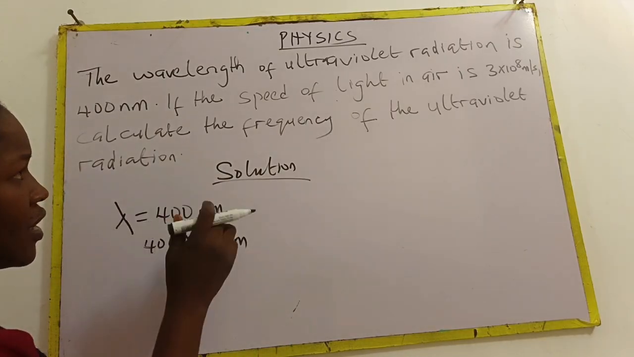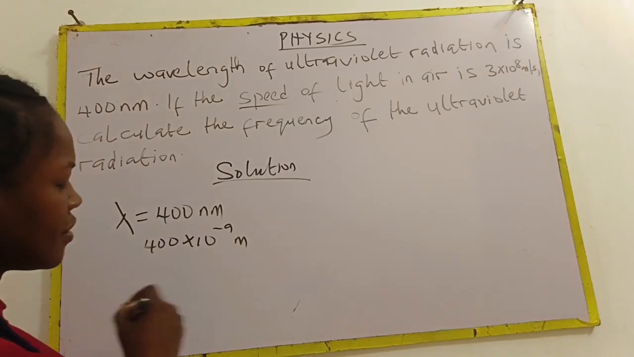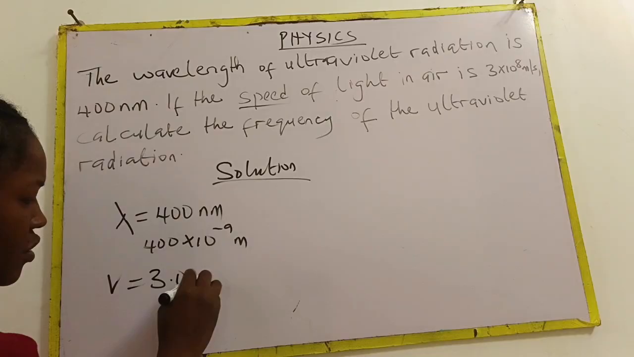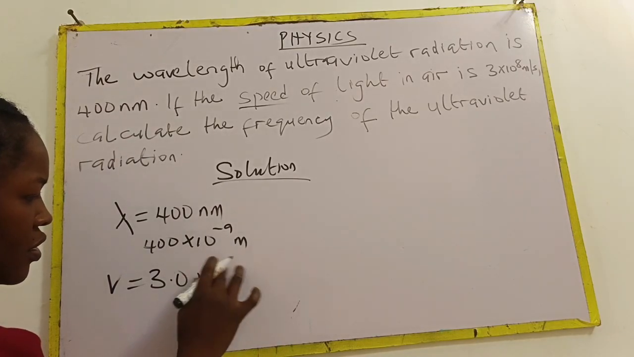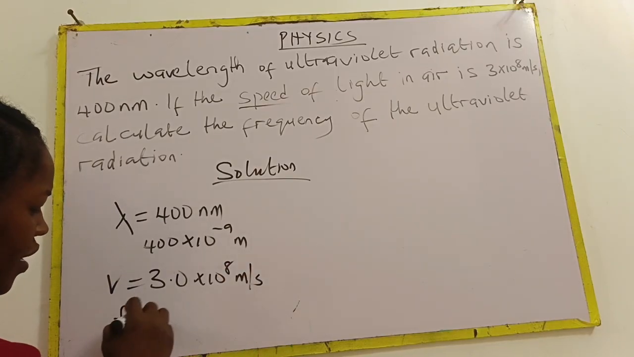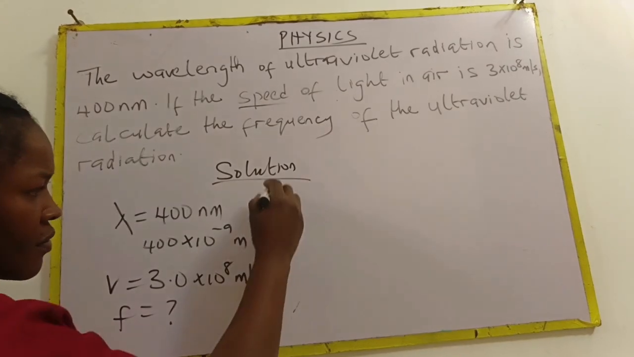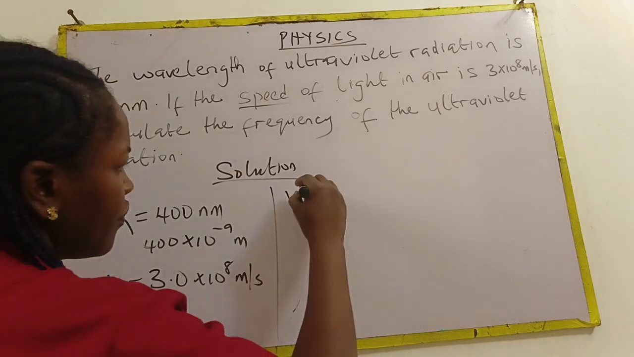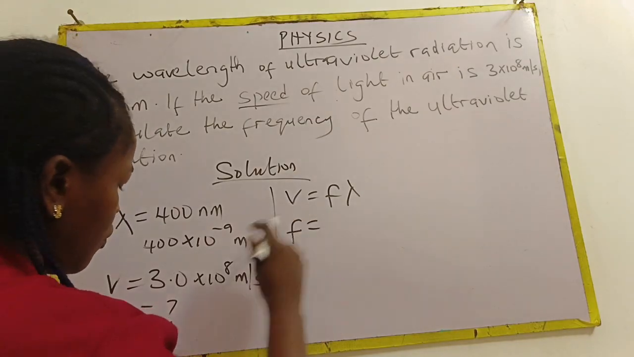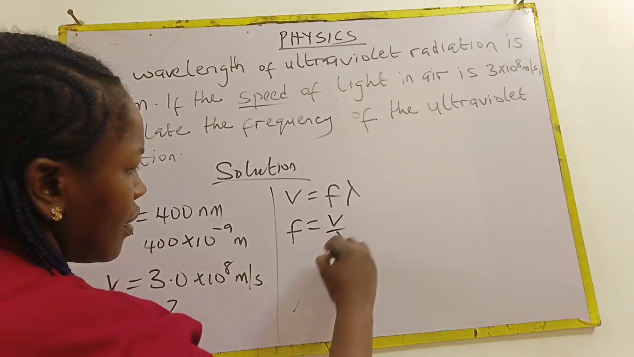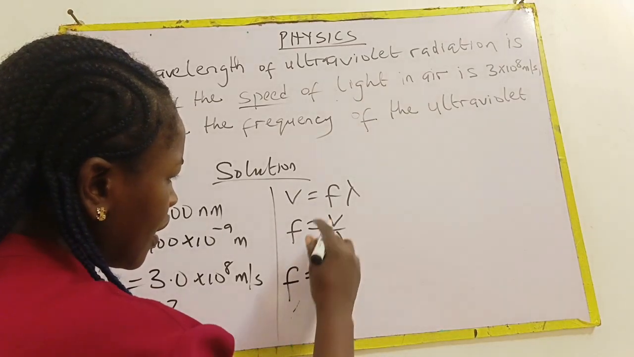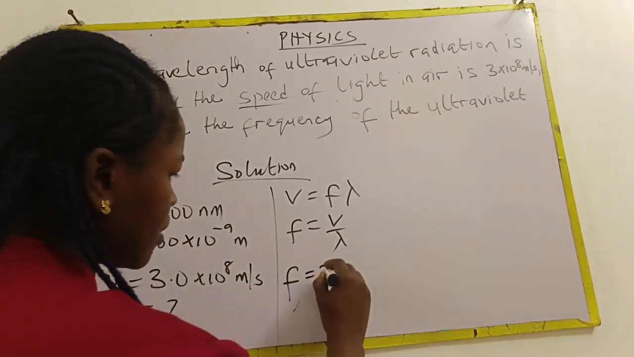Okay, now the next thing they said is the speed of light. We all know that the speed of light, v, is what? 3.0 times 10 raised to the power 8 meter per second. Now I should find the what? Frequency. So with this, I know that v is what? f lambda. So my f will now be v over lambda. Simple.